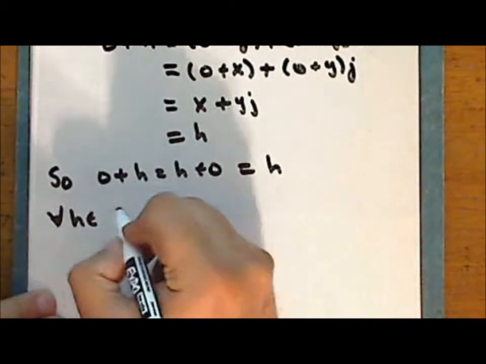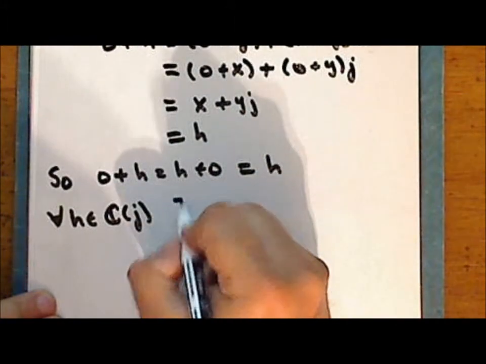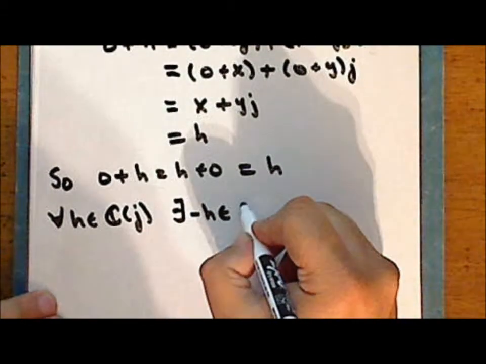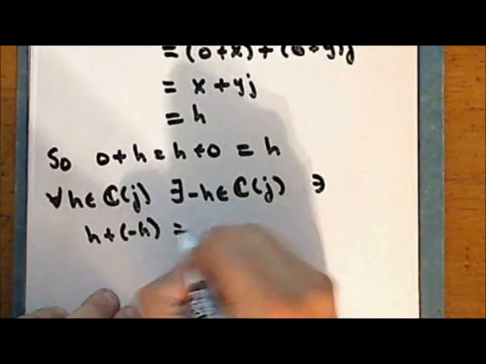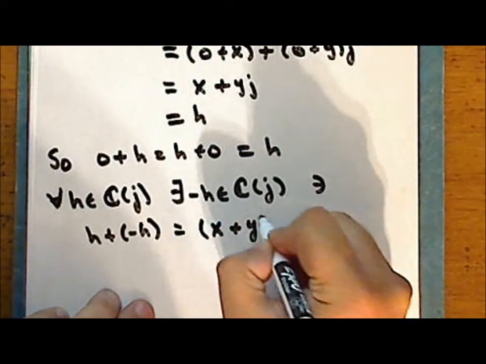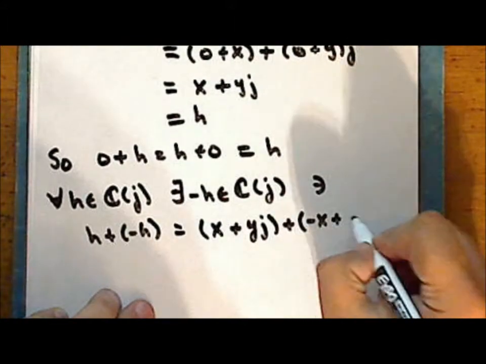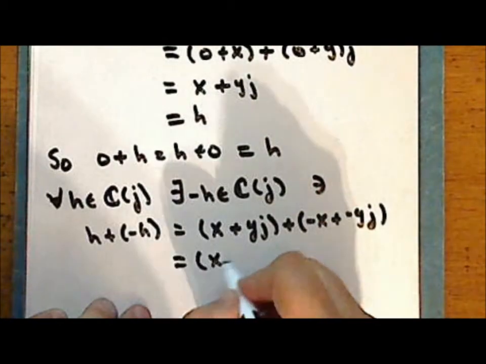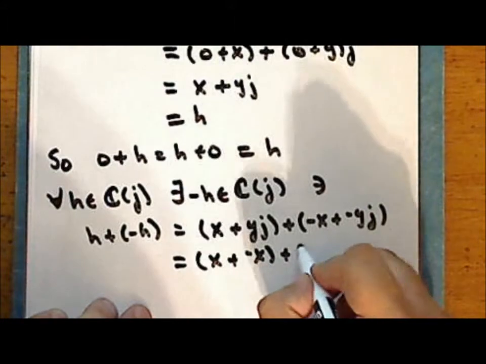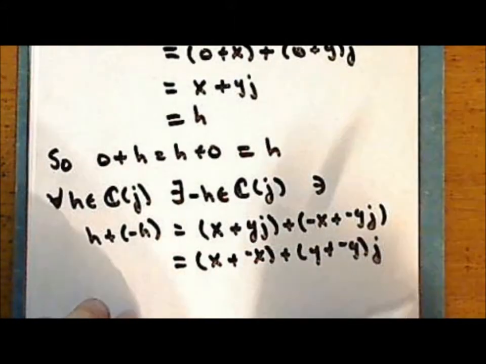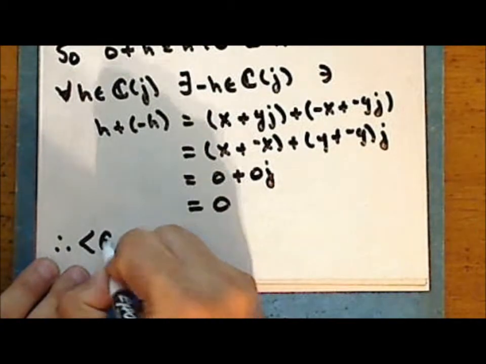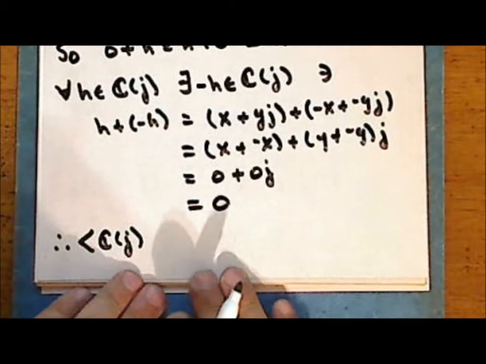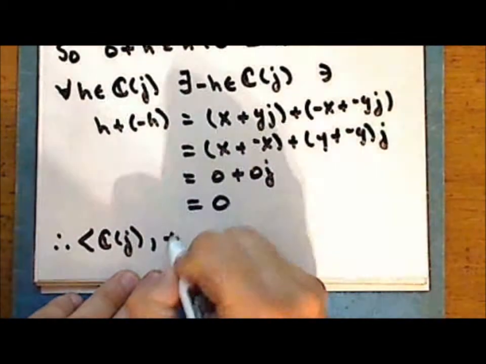And for every vector h in this set, we have the negative of that vector, which is also in the set, such that h plus its negative is the sum of vectors x + yj plus -x + (-y) j, which is (x + (-x)) + (y + (-y)) j, which is 0 + 0j, which is the additive identity. And so this set of vectors, the algebraic extension of the complex numbers to include complex multiples of the number j, under addition, is an abelian group.